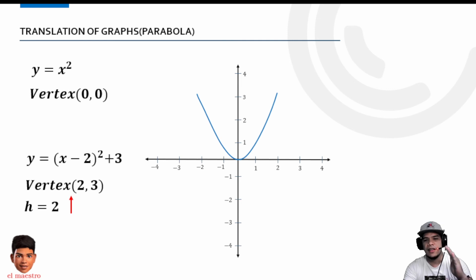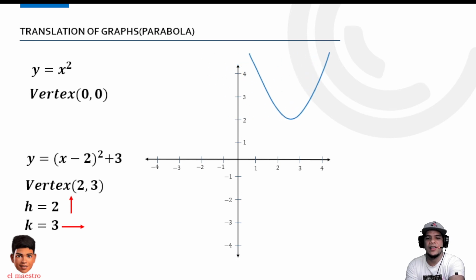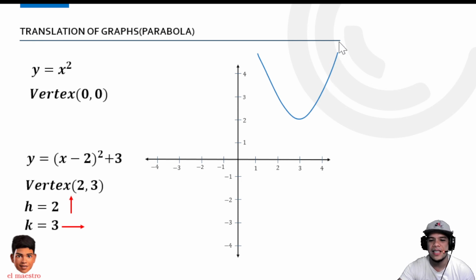K denotes a shift, either upward or downward. Okay? Let me correct that. Upward or downward. Since k is positive 2, this denotes 2 units upward from the origin. So the graph should go up 2 units. But since we also have the other value, what does it say? It is 3. We know it denotes the other shift. Since it is positive, it goes 3 units to the right. So our graph shifts from the origin 3 units to the right. So this is the position of our graph now using this quadratic function. From the origin, it shifted 2 units up and 3 units right.